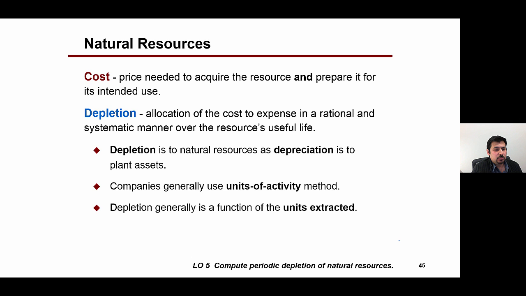So those natural resources will deplete, and usually companies use the units of activity method because it makes more sense, especially as the estimated useful life of a mine, or of a forest, is measured by the unit of activity. How much is extracted? For example, how many cubic meters, how many tons were extracted, how many trees were cut down, etc. And at the end, the cost per unit of activity is multiplied by the units extracted.